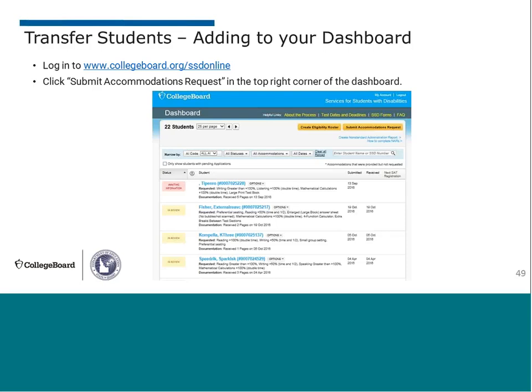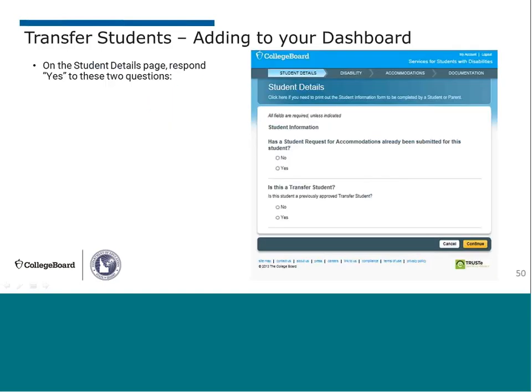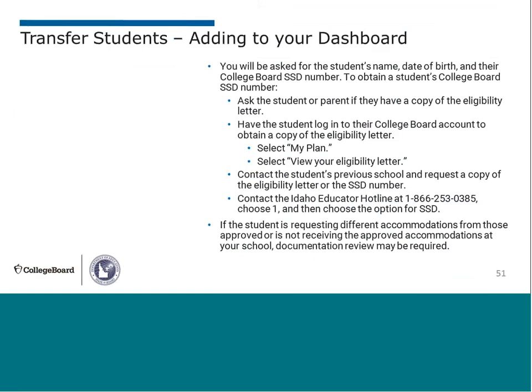First, you'll log into the SSD online system, and you're going to start an accommodations request. So you're going to click Submit Accommodations. That's where you're going to see the screen that asks you if they are a transfer student, and this is where you'll say yes. By answering yes to both of these questions, it is then going to ask you for the student's information.